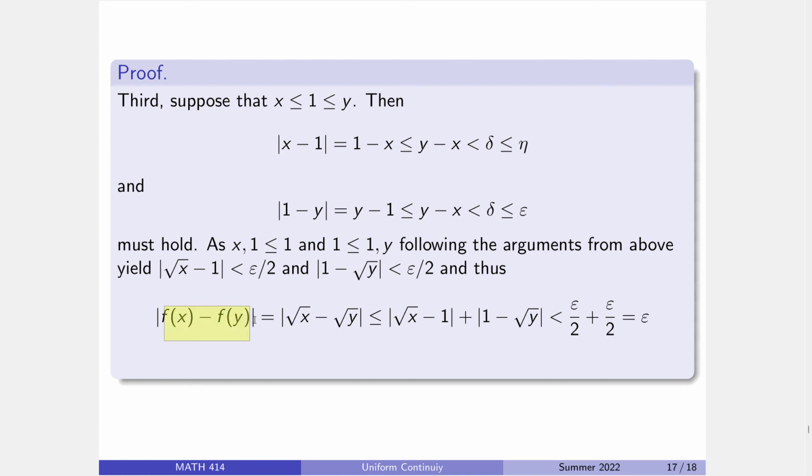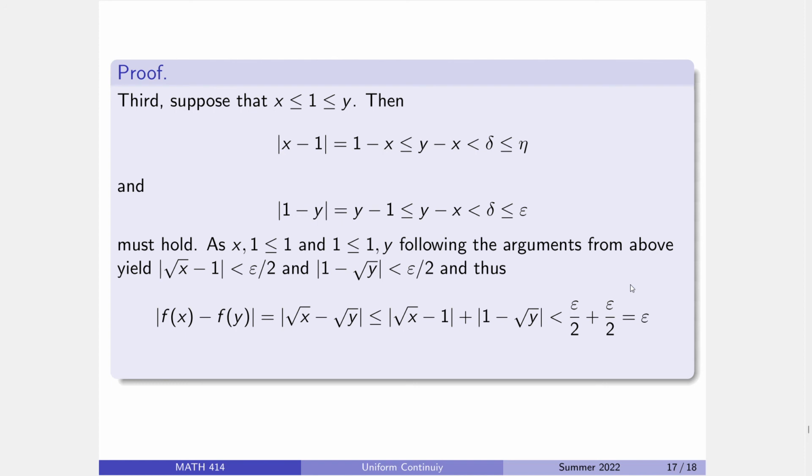So now f of x minus f of y, which is root x minus root y, by the triangle inequality is less than this, and now the epsilons over 2 show up, and we get less than epsilon. There we go. We have got uniform continuity. Beautiful. There you go. Super slick little argument right there, right? Really good proof. I love this one. It's so cool. This is so cool.